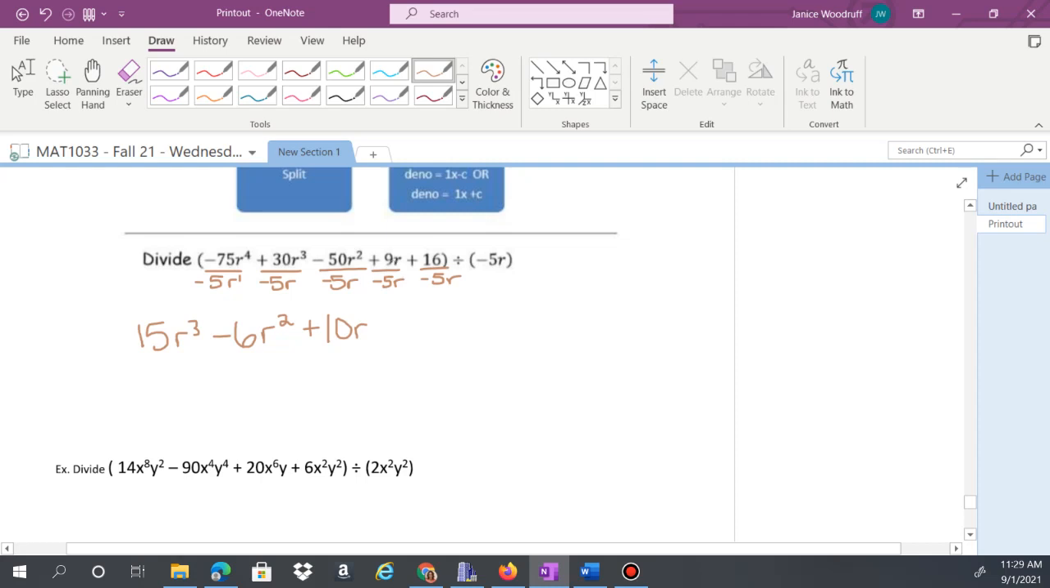Okay, then here, I can't do 9 divided by negative 5, can I? Well, I got a fraction. So that becomes negative because it's a positive divided by a negative, 9/5. What happened to the r's? Yeah, they divided out. And then what about this last term? Same thing. It's just going to be minus 16 over 5r. You're just going to write it like that.